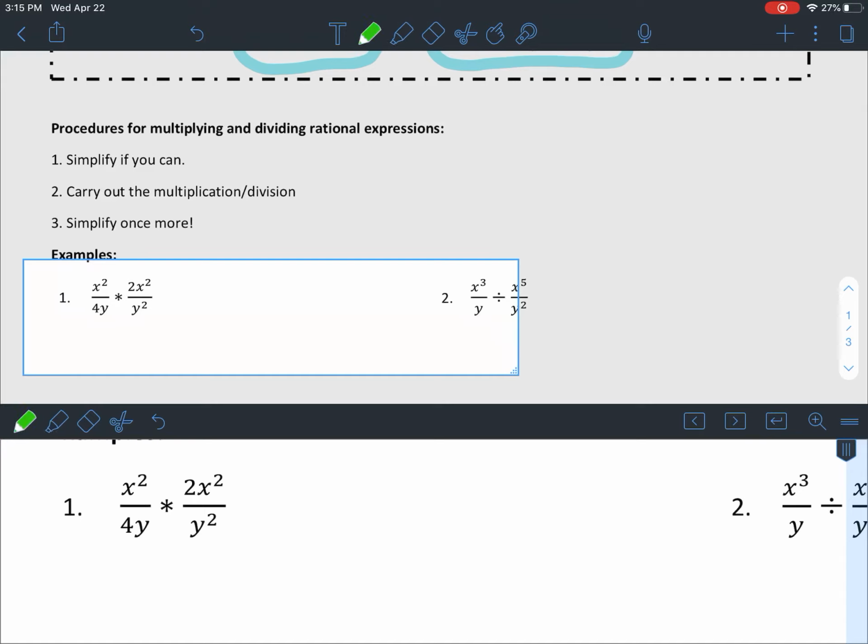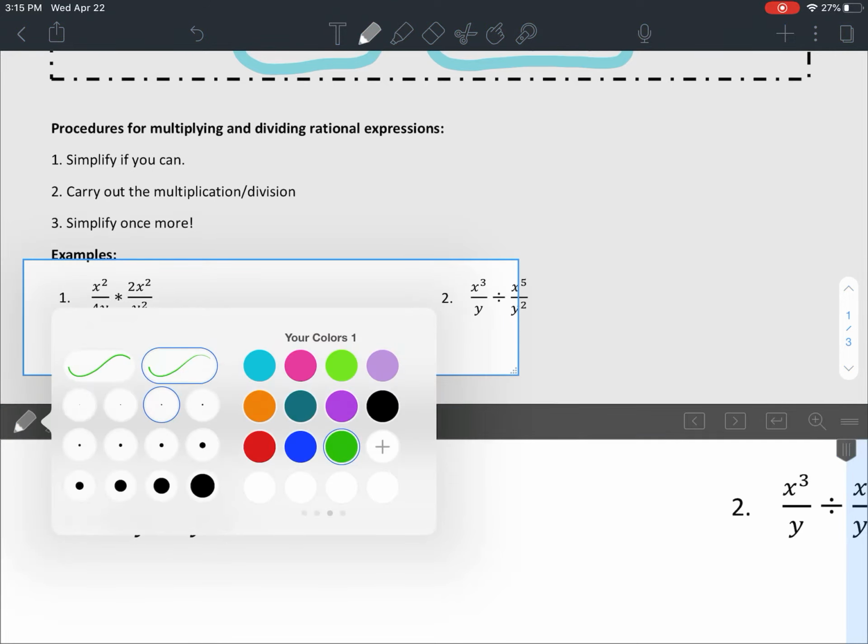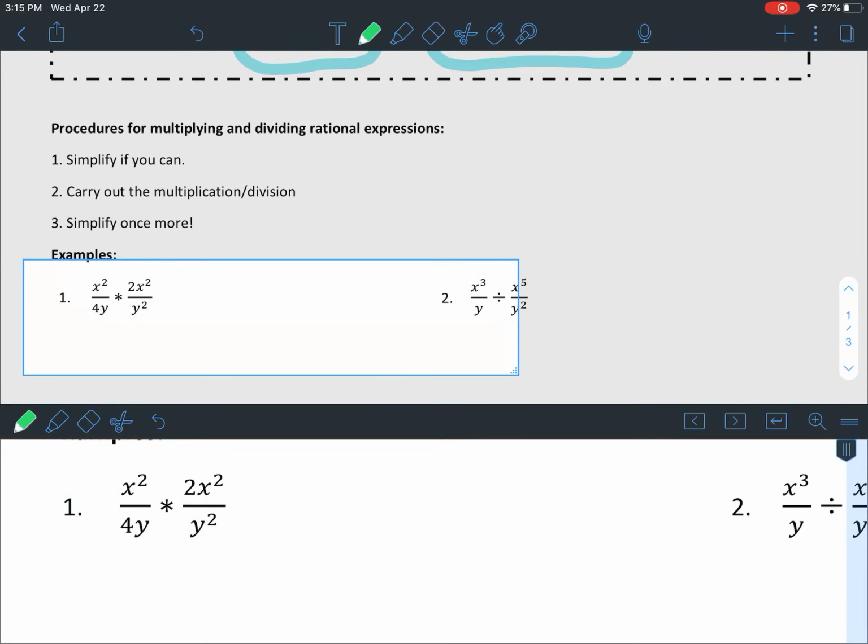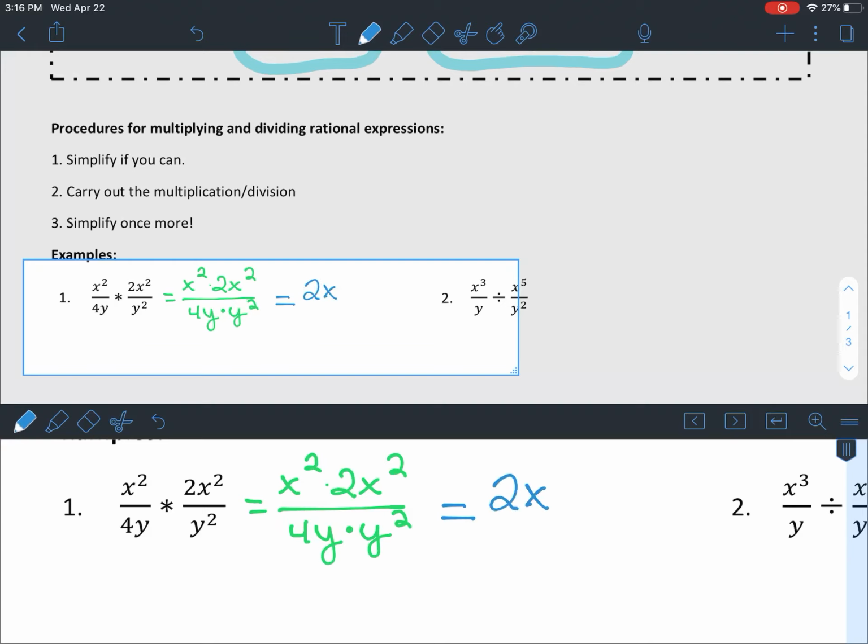So starting off with this first example here, just looking at it, I can't simplify anything before I do my multiplication. So I'm just going to start with my multiplication first. We're going to start by multiplying straight across. So I'm going to do x squared times 2x squared, and on the bottom, I'm going to have 4y times y squared. Once I do this, then I can continue simplifying. So x squared times 2x squared gives me 2x to the fourth over 4y times y squared, which is 4y cubed.